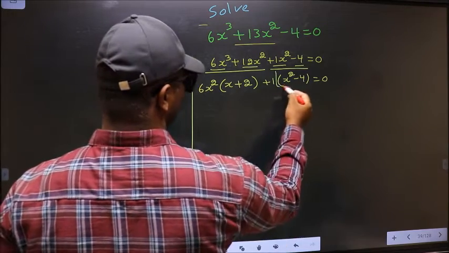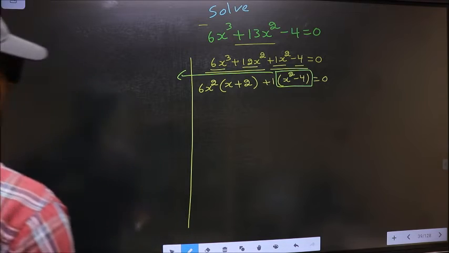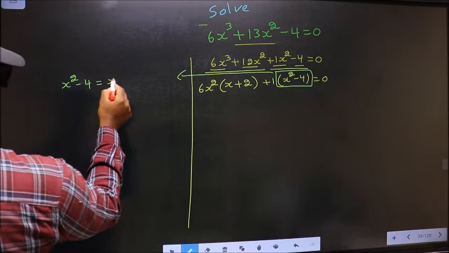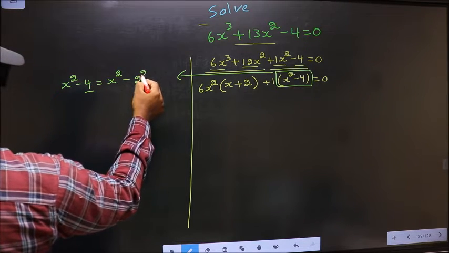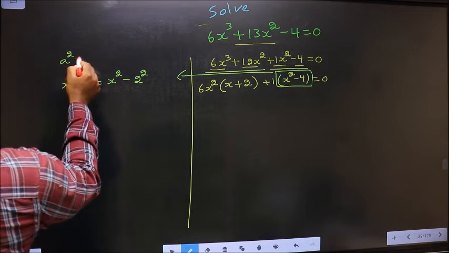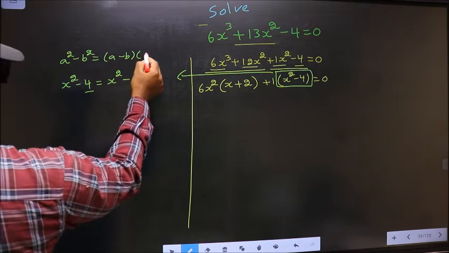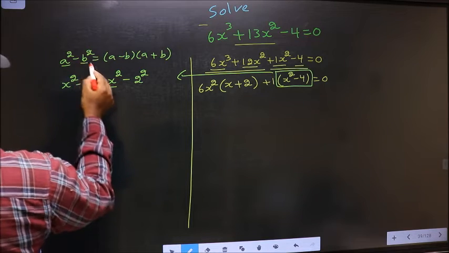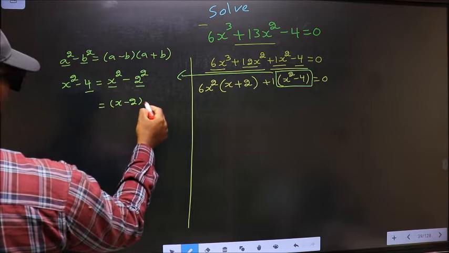Now this quadratic I will simplify it here, that is x square minus 4 equal to x square minus, now 4 I write as 2 square. Now on this we should apply the formula a square minus b square, that is a minus b times a plus b. In place of a we have x, in place of b 2. So we get x minus 2 times x plus 2.